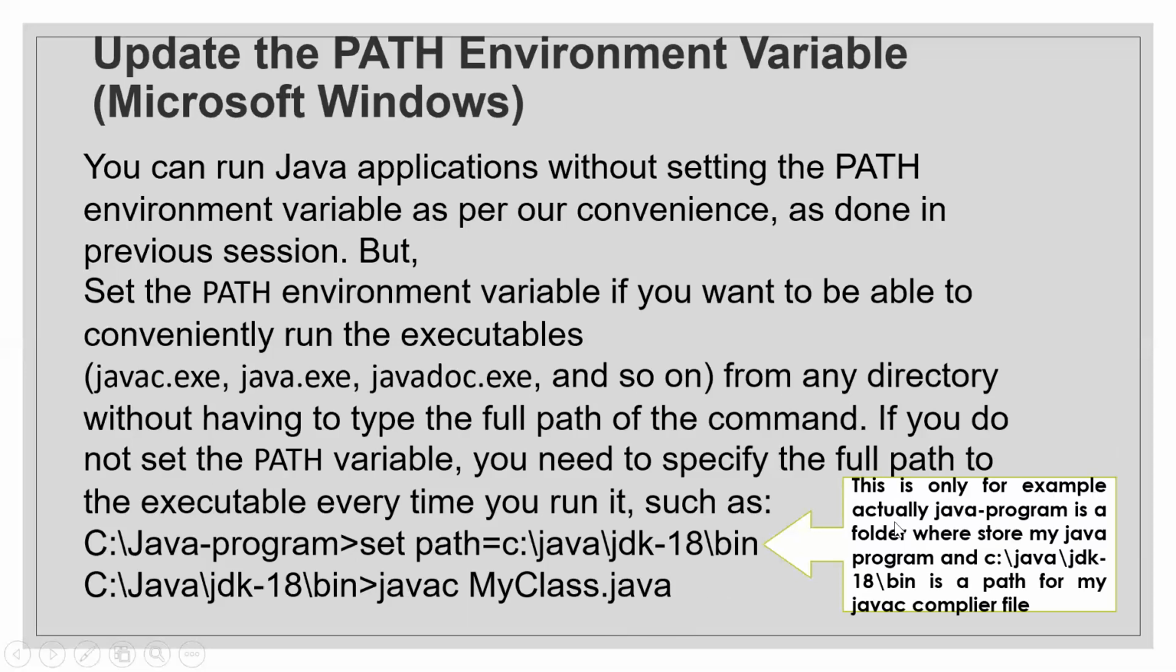This is only an example. Actually, Java program is the folder where I stored my Java programs, and C Java JDK bin is the path for my javac compiler file. So this is written for your help. It may be C drive, E drive, F drive, or D drive, whatever you want. As you create a Java program folder on a drive, you have to go to that directory only.